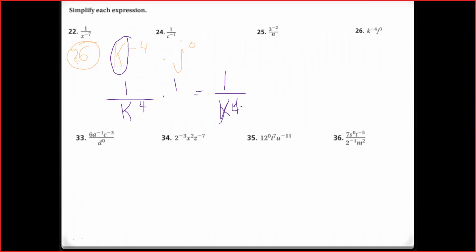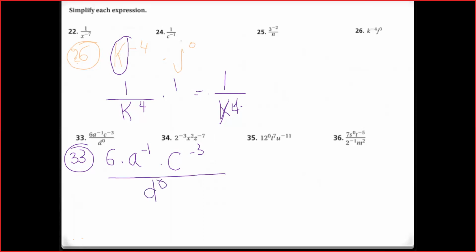Now we're going to talk about number 33. In 33 here, we have 6 multiplied by a to the power negative 1 multiplied by c to the power negative 3, over d to the power 0. It's like this.